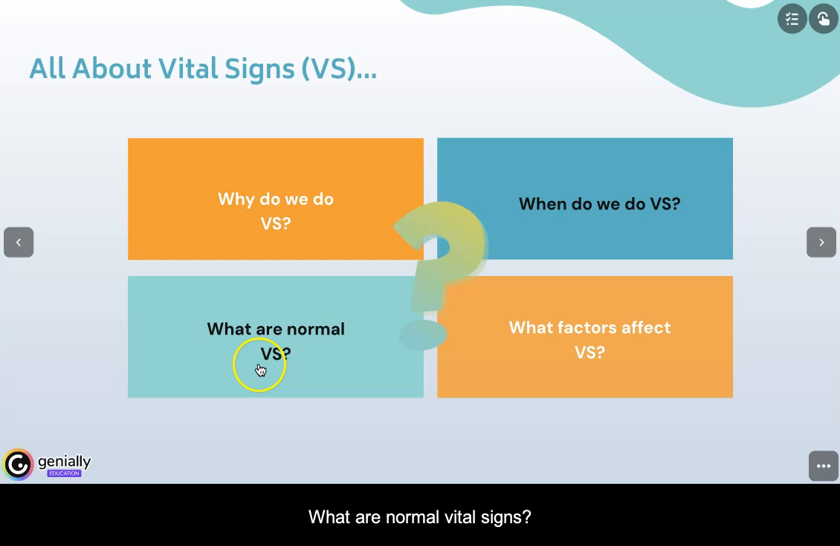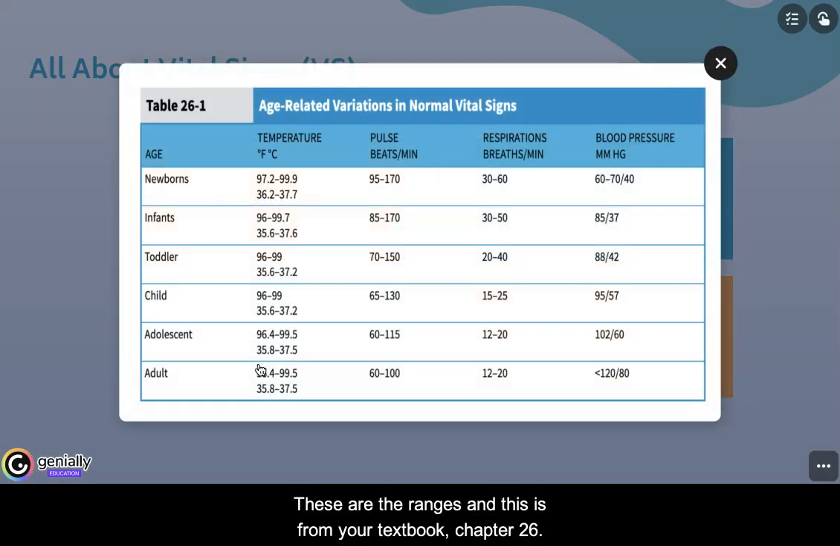What are normal vital signs? These are the ranges, and this is from your textbook, chapter 26. And over here, we're going to focus on child and adult. Please go ahead and review this in the table in your book and memorize the child and adult.